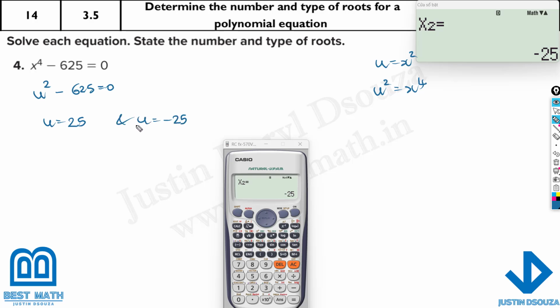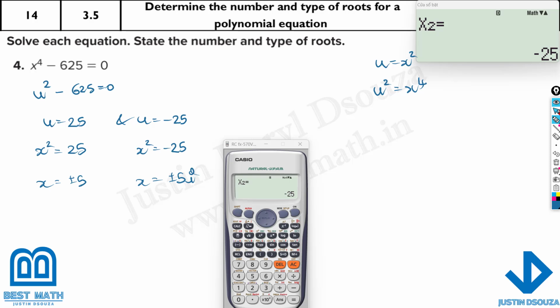But actually u is not what we are solving for. We need x. And what is x? u is equal to x squared. So I will write it over here. x squared is equal to 25. x squared is equal to minus 25. And now I solve them. You can use mode 5 3 itself. But this is going to be the square root of 25, that's 5, plus or minus 5. And here there's a minus, so x is equal to plus or minus 5i.